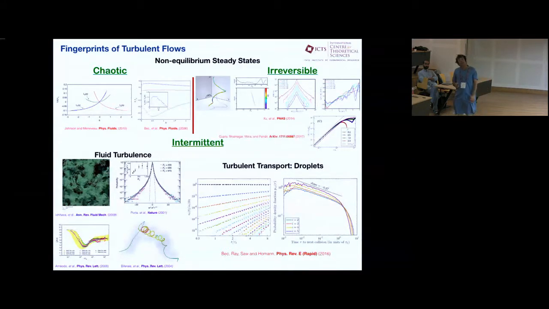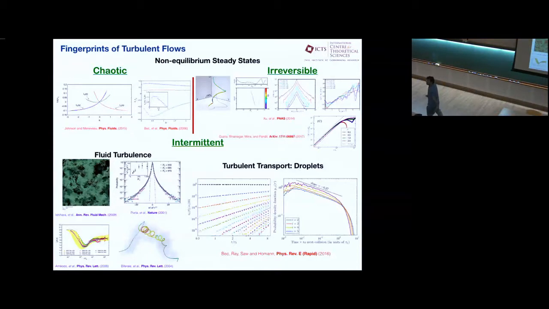Here are probably, in non-equilibrium stationary states, 3 of the most ubiquitous fingerprints of turbulent flows, and they have to do with the chaoticity of the flow. They have to do with the fact that the system is irreversible. And what will really be the bulk of this talk is that intermittency seems to crop up everywhere. For example, if you look at statistics of acceleration, if you measure Lagrangian trajectories and look at exponents associated with these Lagrangian measurements, wherever you look, you end up having corrections because of intermittency effects.